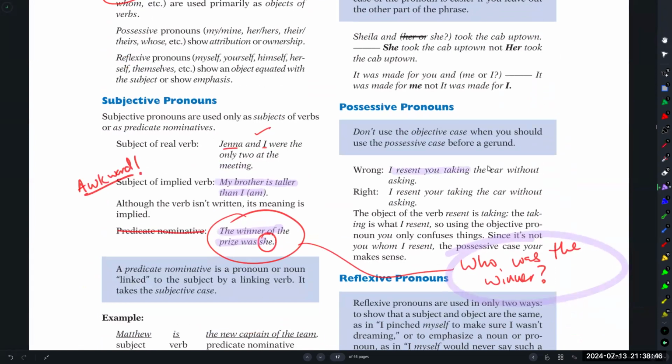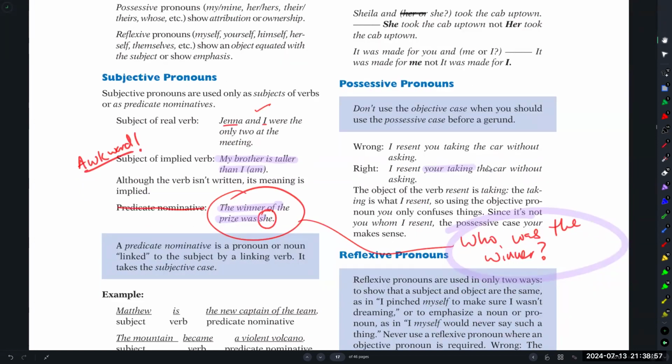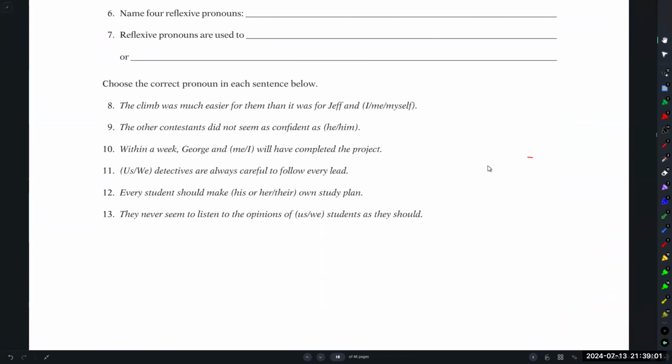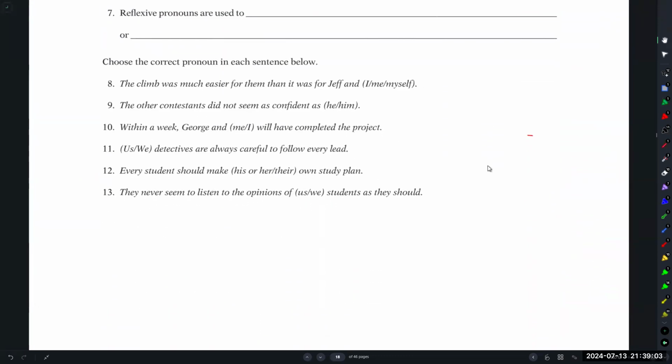I resent you taking the car without asking. You don't resent somebody, you resent their action. You're taking the car. So we changed context, but we don't need this right now. We need this. So a quick check.